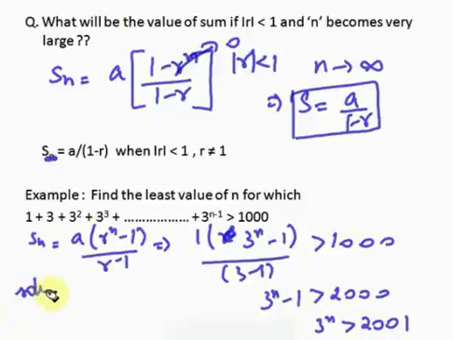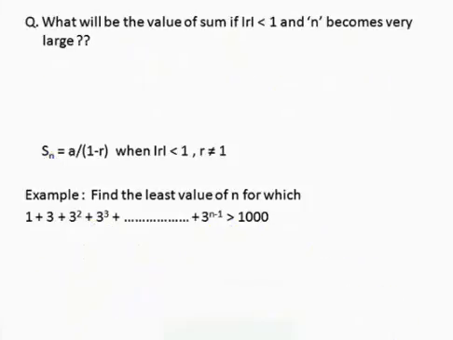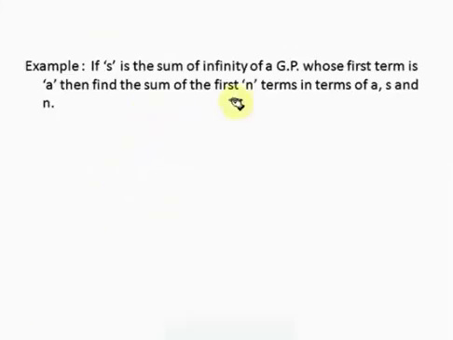Solving this equation, we will get the value of n is equal to 7. If we raise 3 to the power of 7, the value will be greater than 2001. 3 to the power 6 will be less than 2001. So our answer will be n is equal to 7.